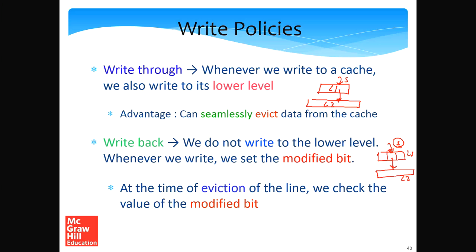In the case of write back, it's slightly different. At the time of eviction of the line, eviction means when it's being thrown out, we need to check the value of the modified bit. If it's not modified, well, we can throw it out. If it is modified, we need to write it to the lower level, such that the changes are at least there.